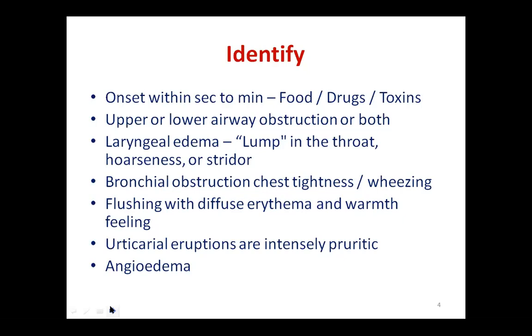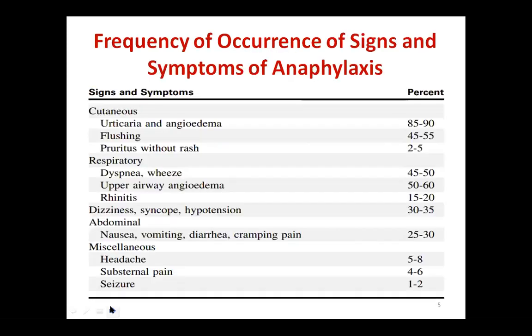And we can see a characteristic feature: eruption of well circumscribed discrete cutaneous wheals with erythematous raised serpiginous borders and blanched centers. These are generally called urticarial eruptions, and they are intensely pruritic, and often associated with angioedema. So by inspection, we can find these signs, and we can identify that there is anaphylaxis.